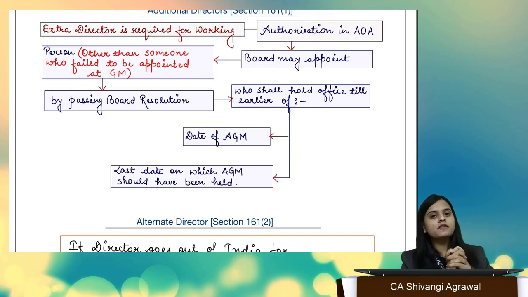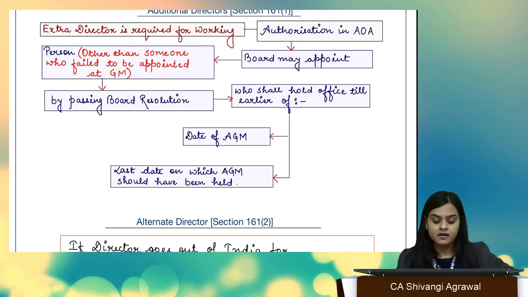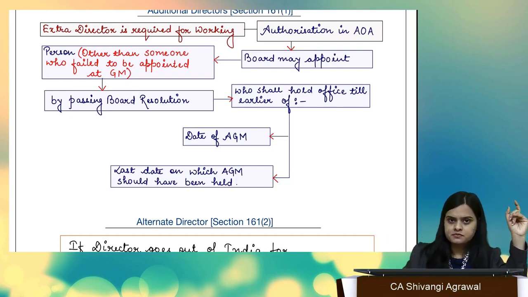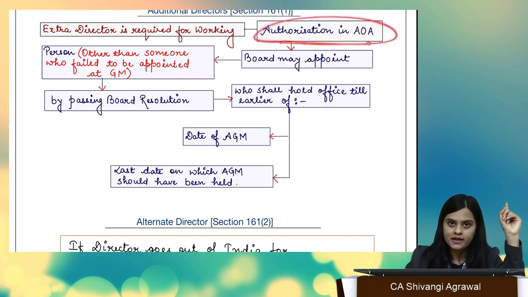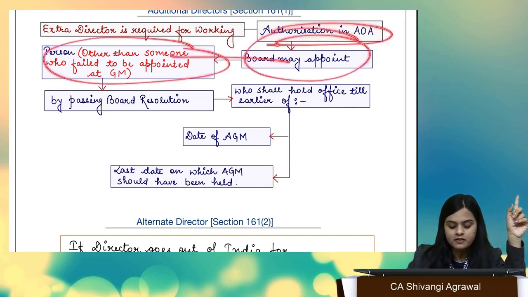The general rule given in section 152 is that the directors will be appointed by the shareholders in general meeting. This is an exception to that. So under section 161 here, the appointment is not happening by the shareholders in general meeting, it's happening by the board of directors, right? For additional director, the board of directors can appoint by passing BR, provided they have an authorization in AOA. If AOA is silent, Table F can also authorize. So if the board has authorization, they can appoint someone as additional director by passing board resolution.